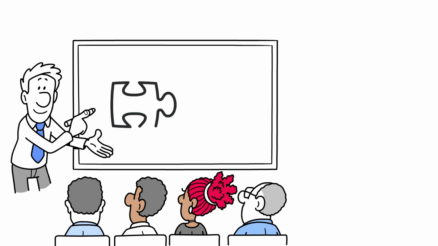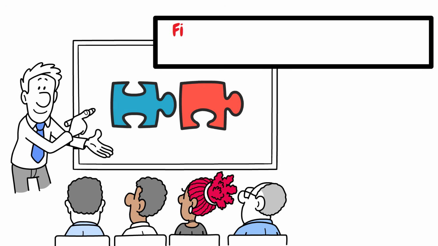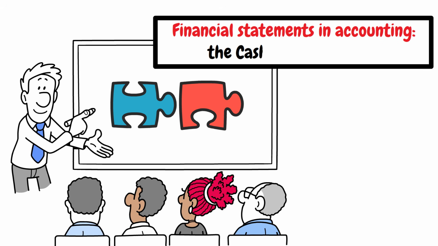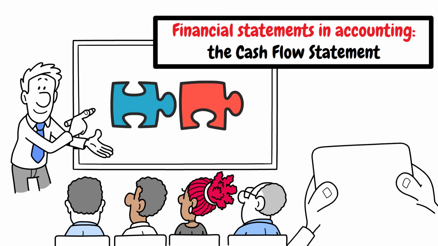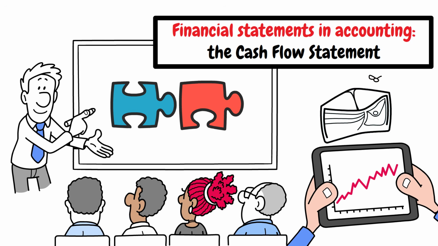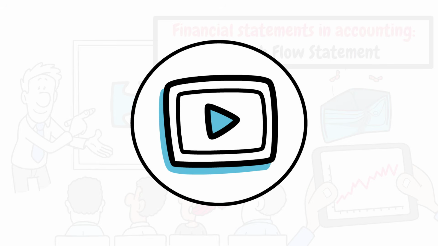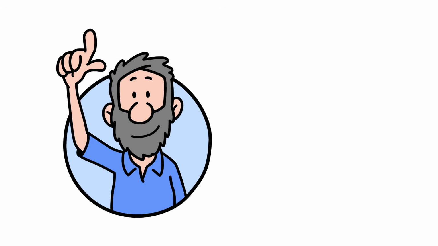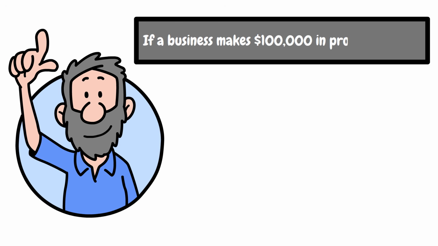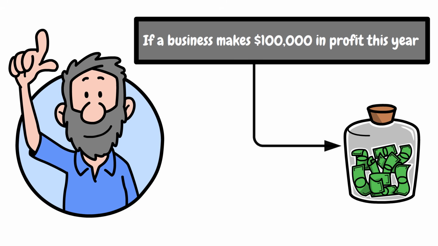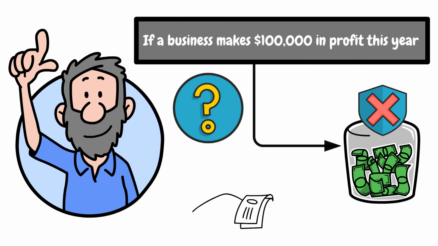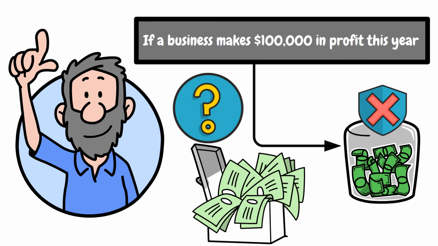Today we're breaking down one of the most important and often misunderstood financial statements in accounting, the cash flow statement. If you've ever wondered why a company can show a profit but still run out of money, this video is for you. Here's a quick question. If a business makes $100,000 in profit this year, does that mean it has $100,000 sitting in its bank account? Not necessarily. And understanding why is exactly what the cash flow statement is all about.